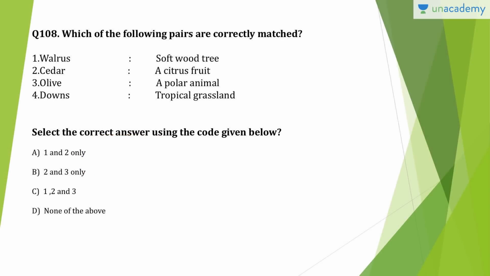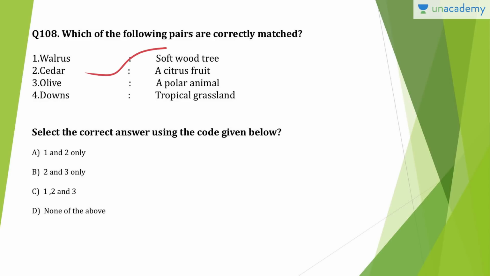Question number 108. Which of the following are correctly matched? Walrus is basically a polar animal. Cedar is a softwood tree. Olive is basically a citrus fruit. And downs are temperate grassland in Australia. So none of them are correctly matched. Answer here becomes D, that is none of the above.